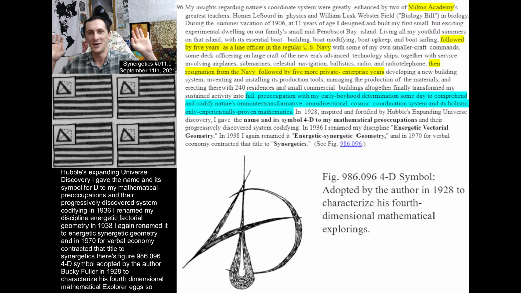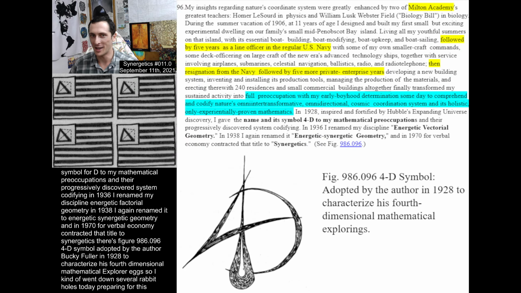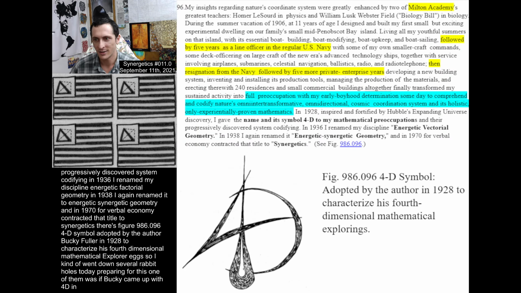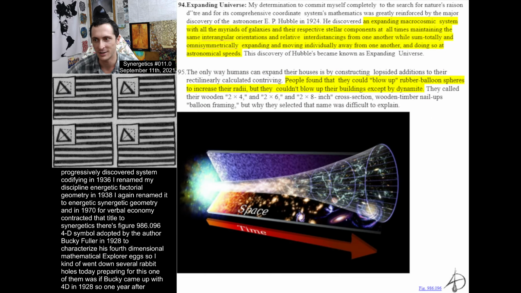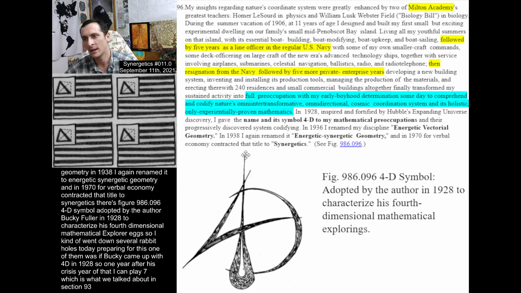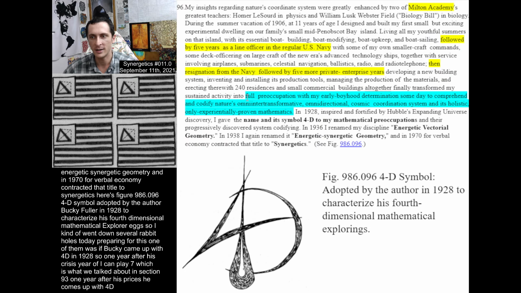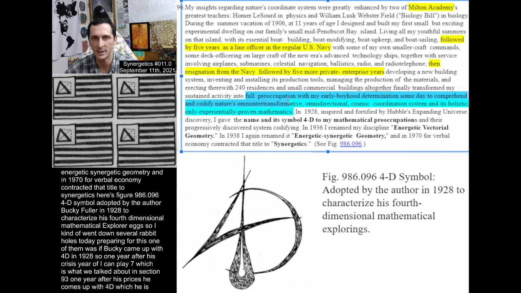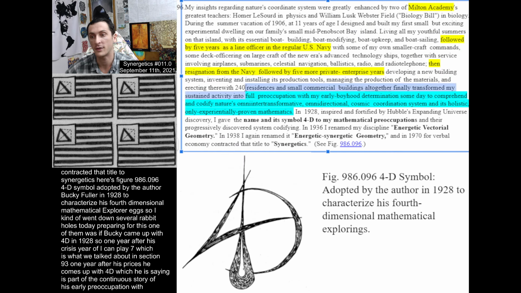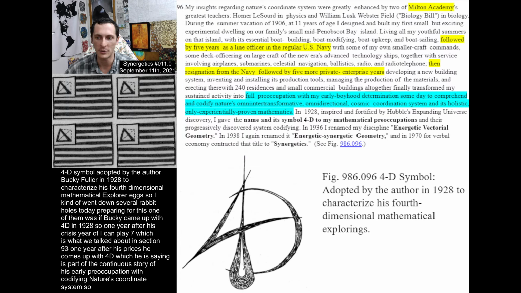So I kind of went down several rabbit holes today preparing for this. One of them was: Bucky came up with 4D in 1928, 1 year after his crisis year of 1927, which is what he talked about in section 93. One year after his crisis, he comes up with 4D, which he is saying is part of a continuous story of his early preoccupation with codifying nature's coordinate system. So he comes up with 4D early.